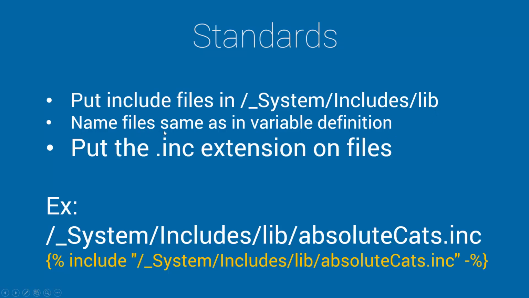We want to name the files the same as in our variable definition. So you can see down here that we're naming this absolute cats, and that's the same name we gave it in the variable definition to make it very clear which variables associate with which library item. Then we're also going to put these files at the .inc extension. So down here at the example, you can see the total reference: underscore system / includes / lib / absolute cats.inc.